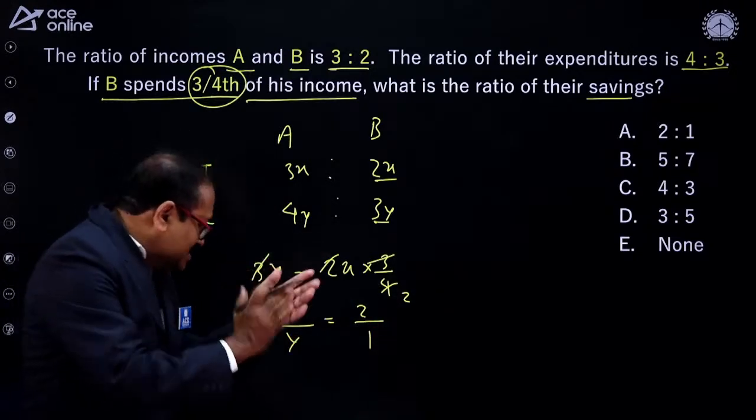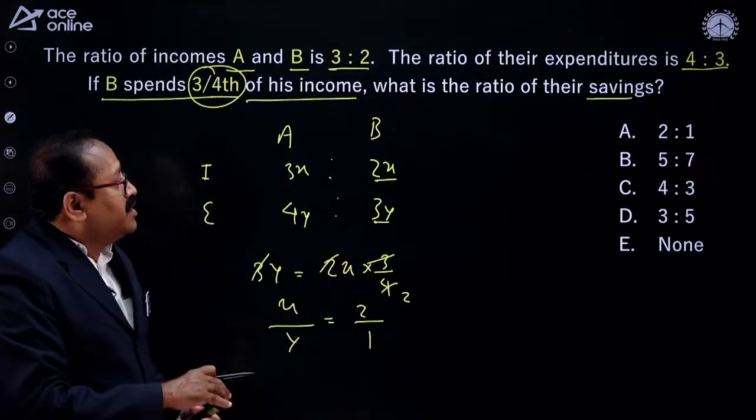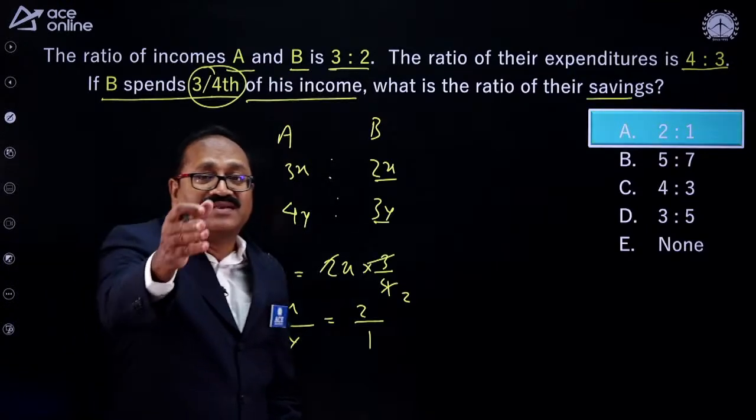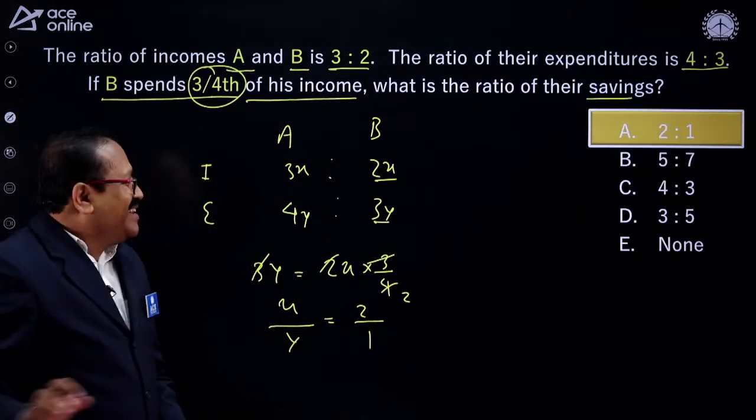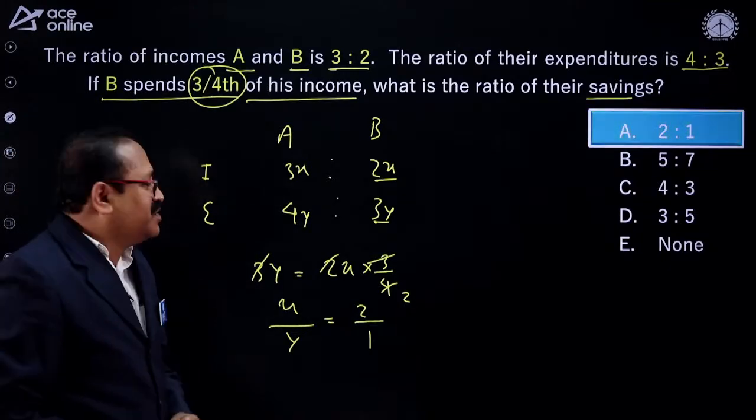Okay, come on, my friends. Some of you will definitely say 2:1. Pawan is saying 2:1. Let me check that. He is right. Okay, well done. So consider Pawan as a revision. You are doing wonderfully well.